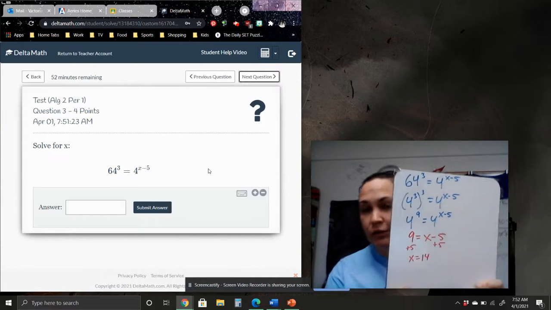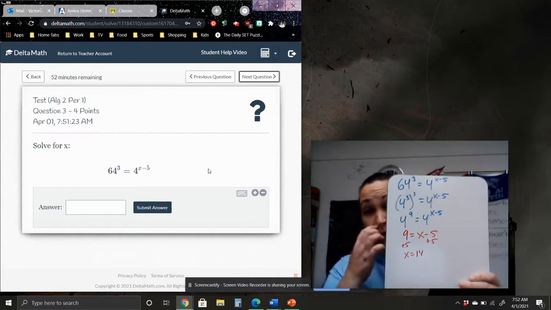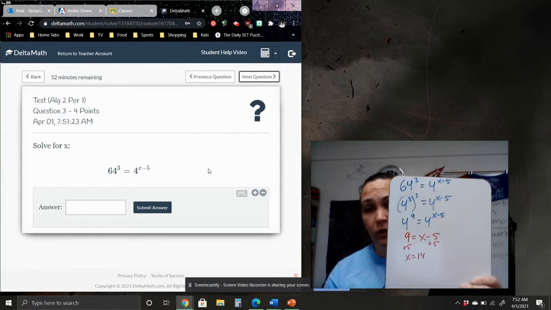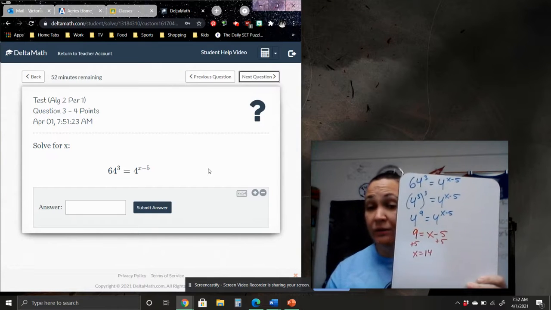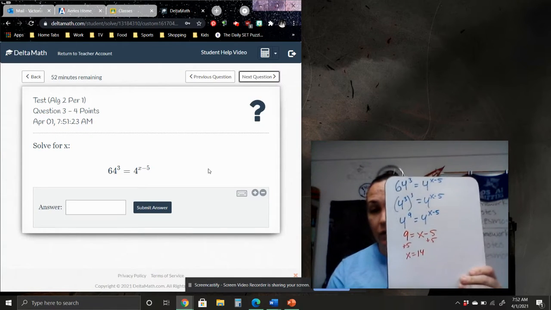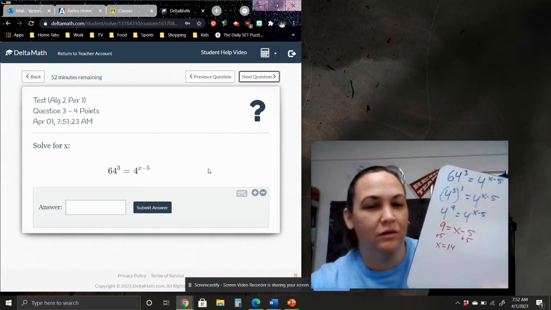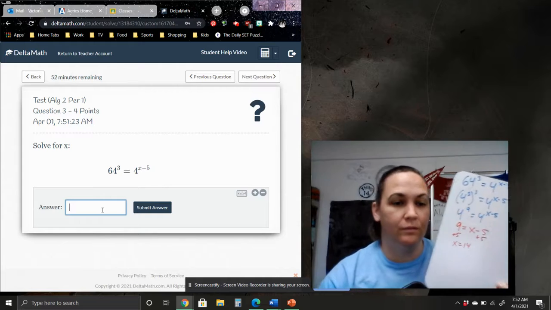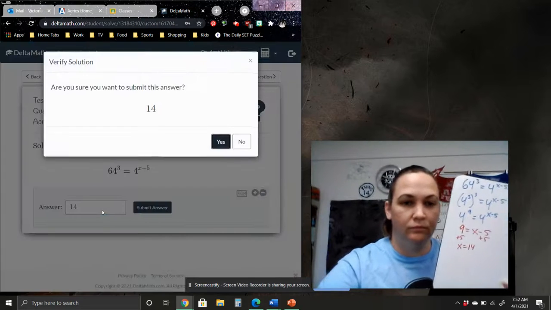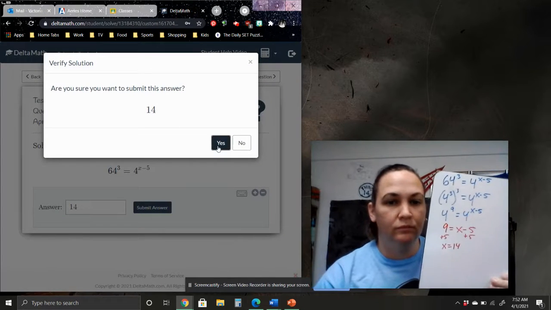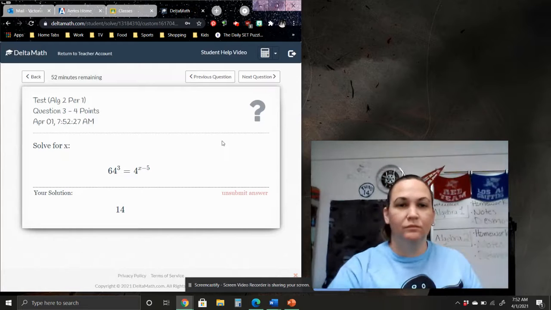All right, guys, so here's the work that I did for this one. So I changed 64 into 4 to the 3rd to get my common base, and I multiplied my 3's together to make it 4 to the 9th. And then I set my exponents equal to each other. So I think the answer for this one is 14. Well, let's see how we did. All right. And we'll check all of our answers at the end.